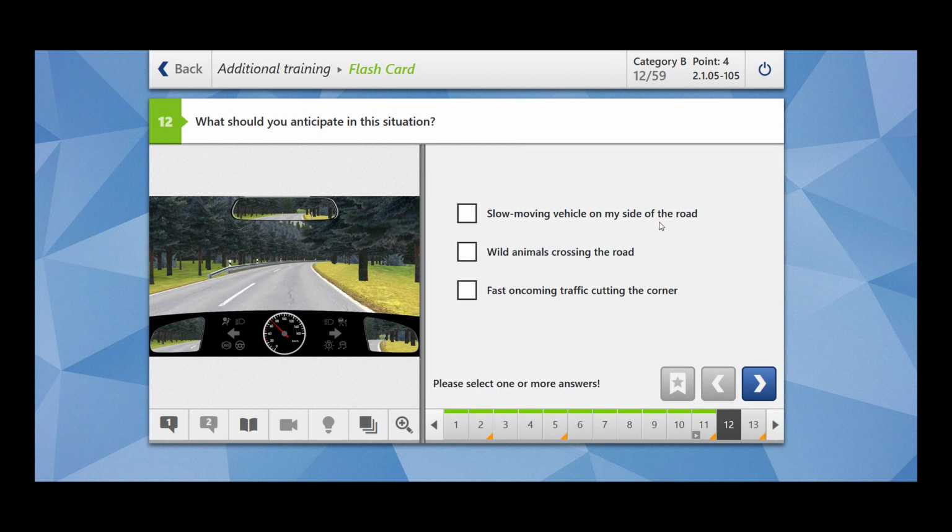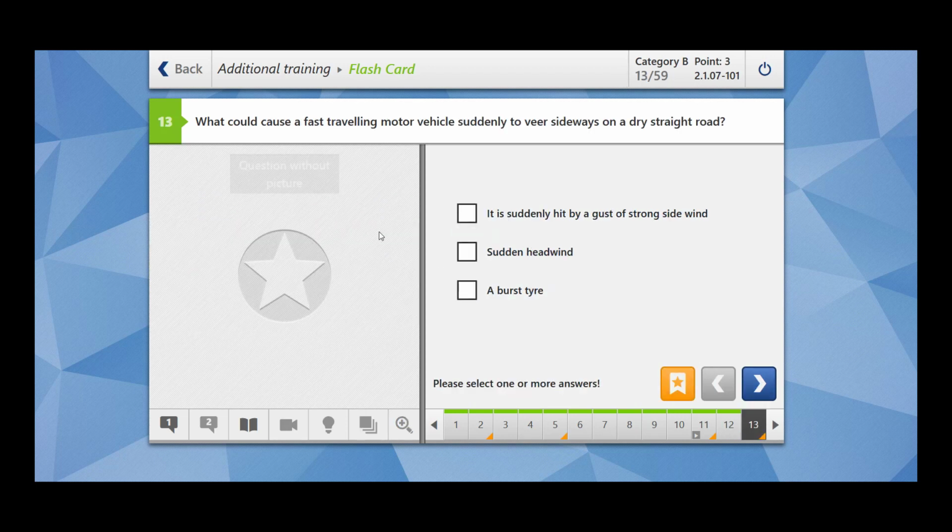Slow moving vehicle on my side of the road. It could happen that there is a slow moving vehicle on your side. Wild animals crossing the road. This could also happen because you see trees on both sides, so it could be a forest. Fast oncoming traffic cutting the corner. This is also true. Because of the sharp, tight bend, the oncoming traffic would cut the corner. Our answers are correct. Moving towards the next.